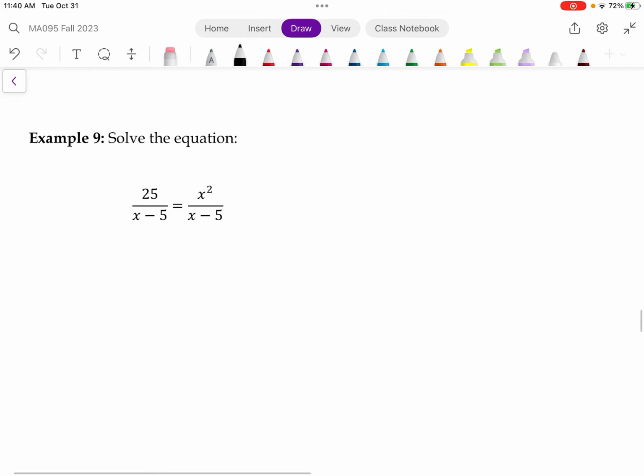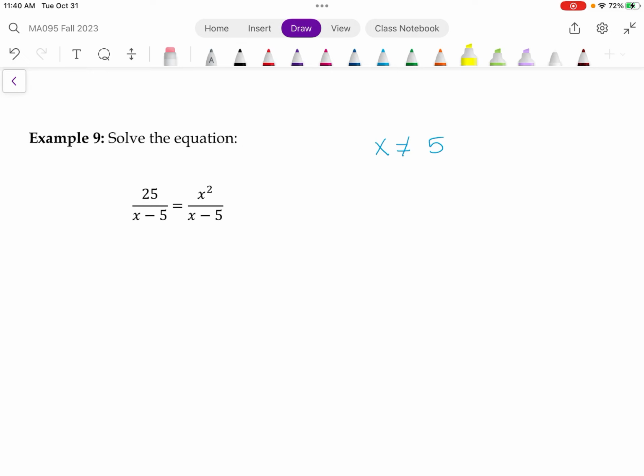All right, so let's solve this equation. What are we going to do first? So let's think about what x cannot be first. Okay, so x cannot be 5. Because if I plugged 5 in right here, I would get 5 minus 5, and that would be 0. So x cannot be 5. First step with these kind of equations.